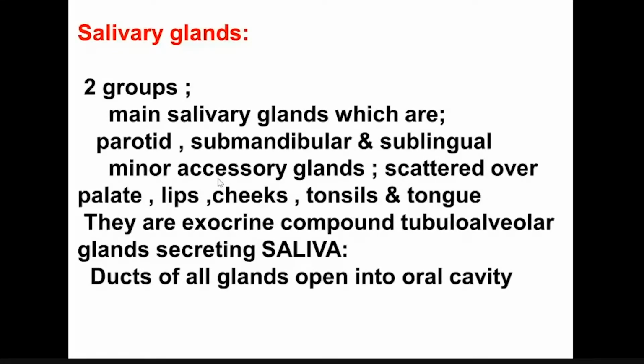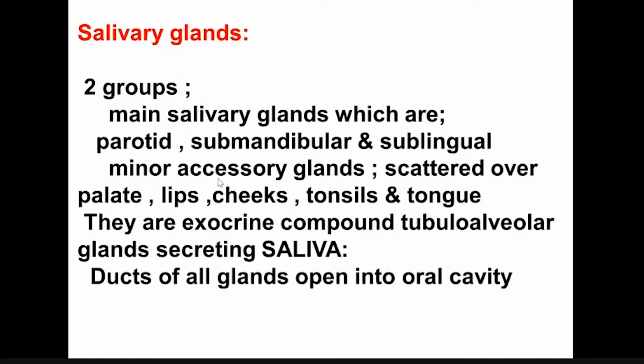We have two groups of salivary glands. Main salivary glands, these are large, and we have three pairs of these glands. We have two parotids, two submandibular glands, and two sublingual glands. These are the major ones which develop from the floor of the oral cavity, the parotid and the submandibular. They pass outside the oral cavity, but the ducts remain inside to open inside the oral cavity. The sublingual remains inside the floor of the oral cavity totally.